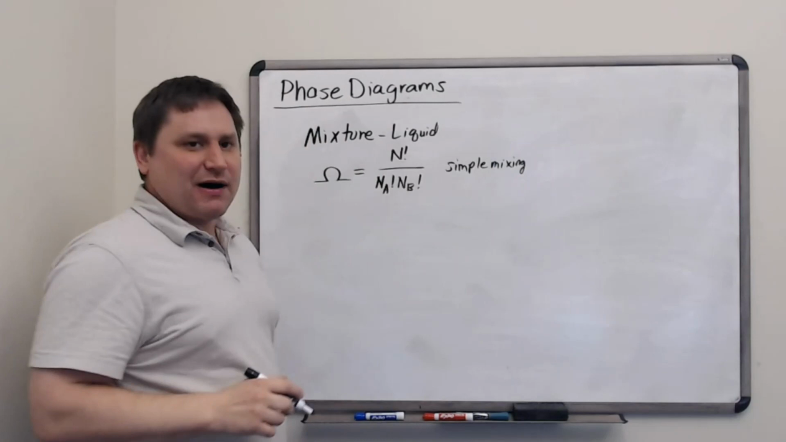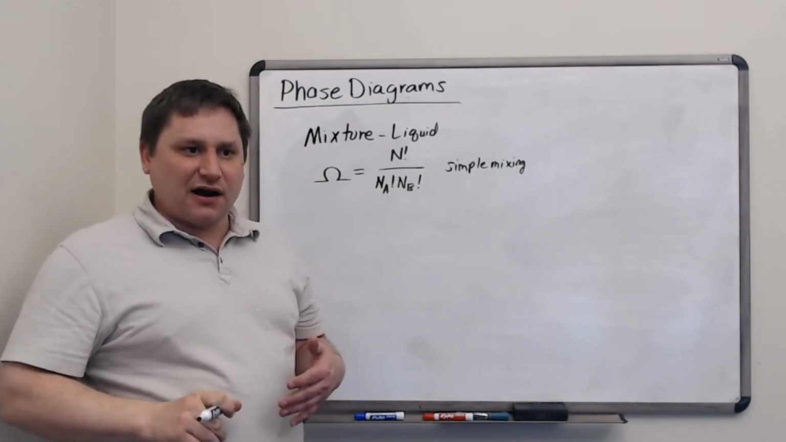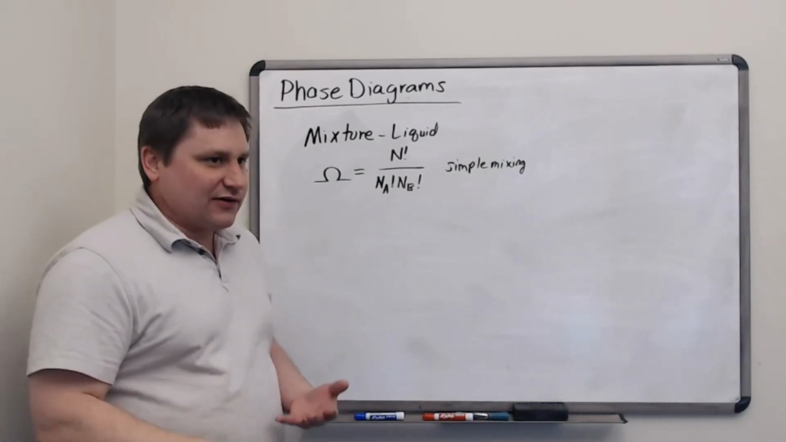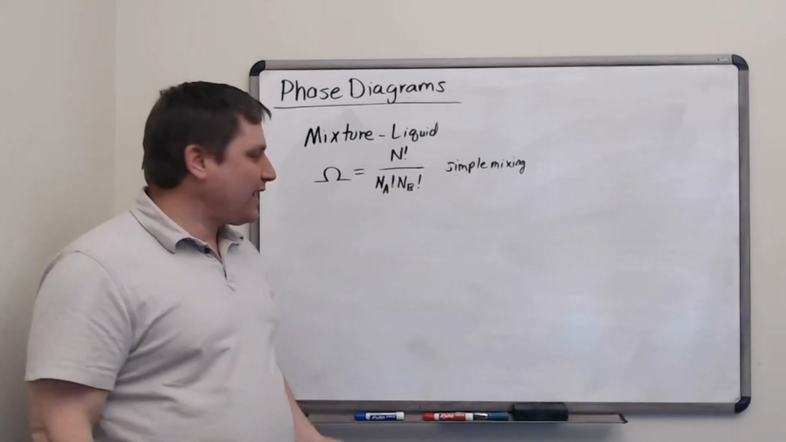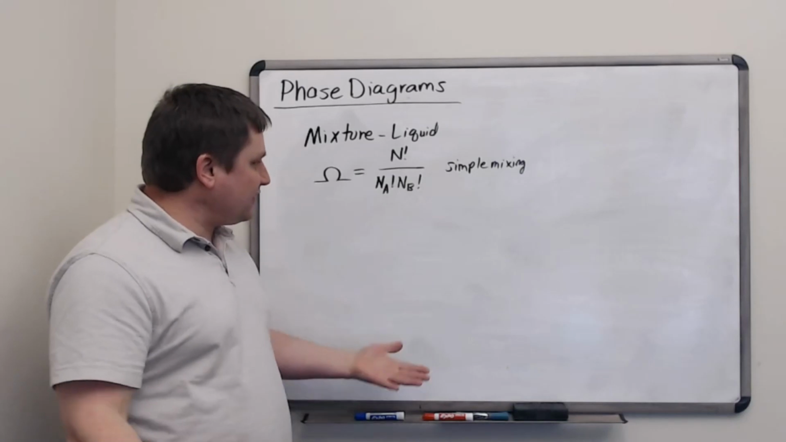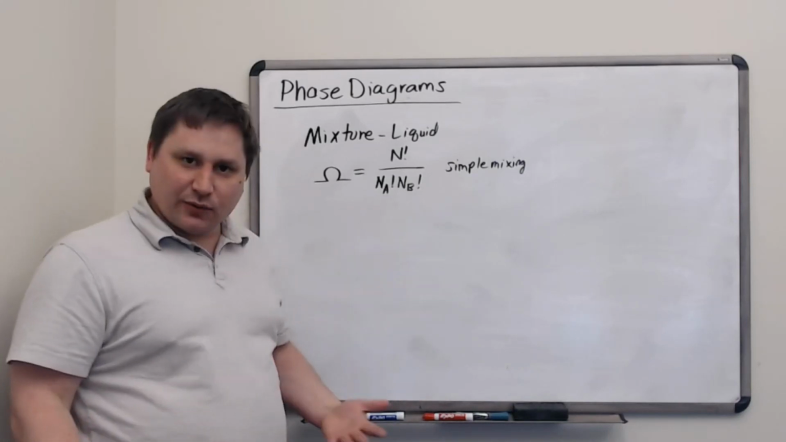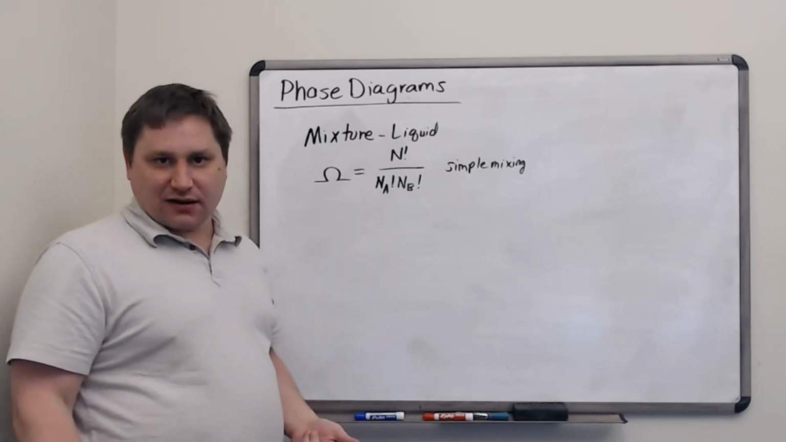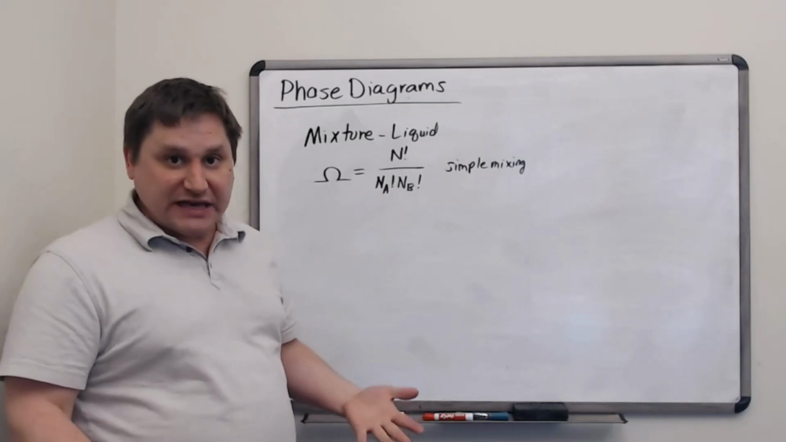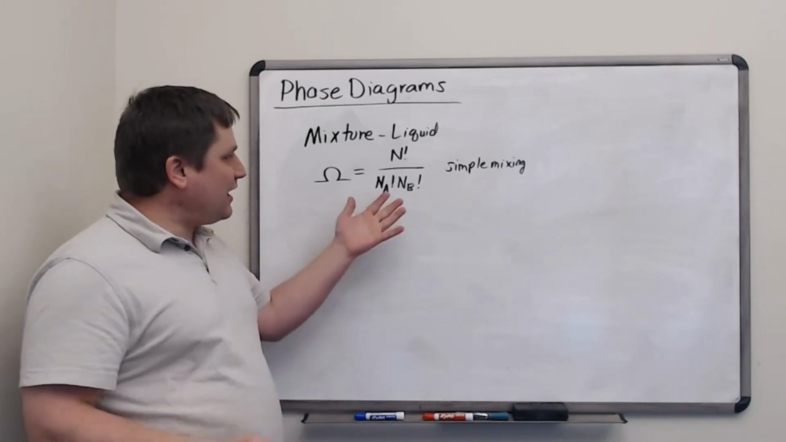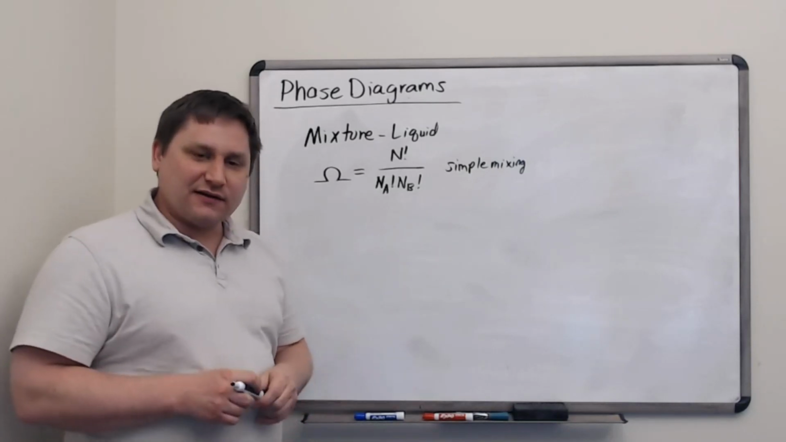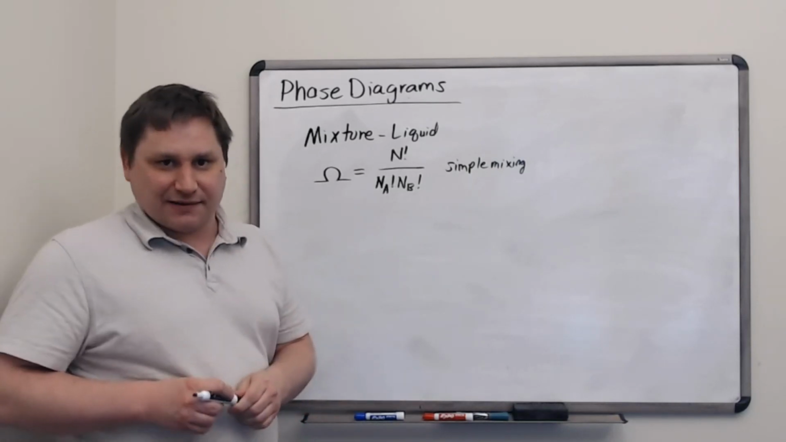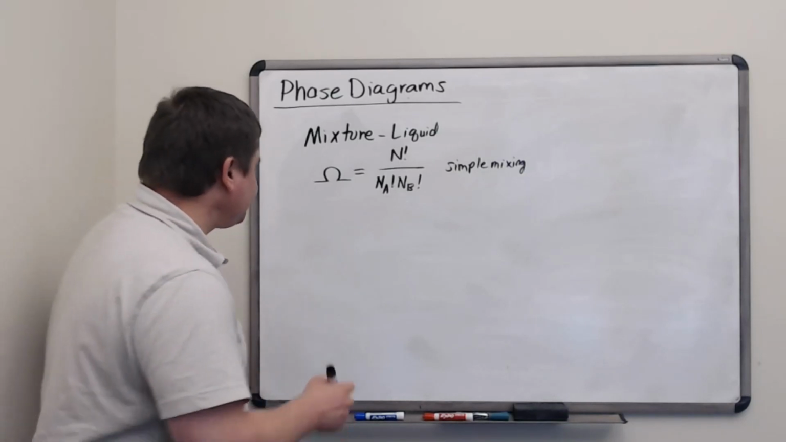The simple mixing model is where you imagine that within your liquid there are N total spots where molecules could be, and then NA of them are chosen to be holding molecule A, and the rest of them, NB, are chosen to be holding molecule B. So you just have a multiplicity which is based on the number of permutations, where you can choose which slots get molecule A and which slots get B.